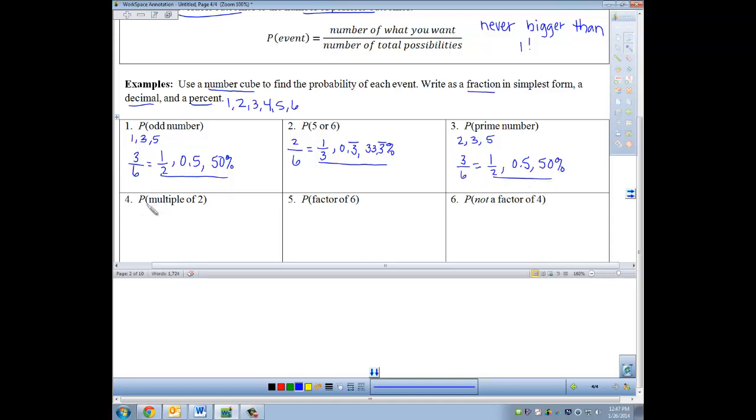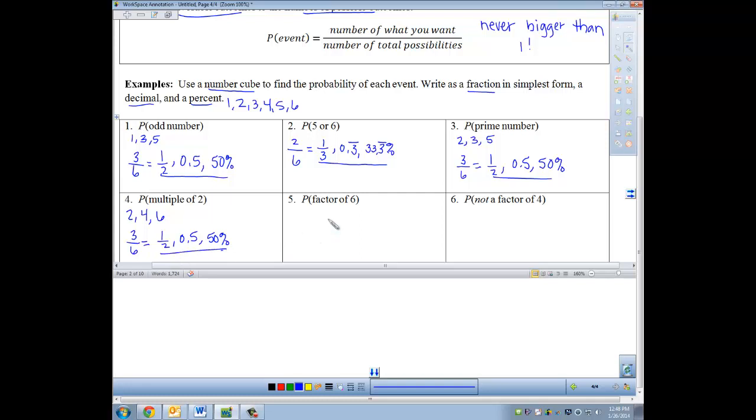Number 4, multiple of 2. That's numbers I can multiply by 2 and get a whole number. So 2 times 1 gives me 2. 2 times 2 will give me 4. 2 times 3 gives me 6. And I can't go any higher because I can't roll anything bigger than a 6. So that's 3 options out of 6. Reduces down to 1/2. 0.5, or again 50%.